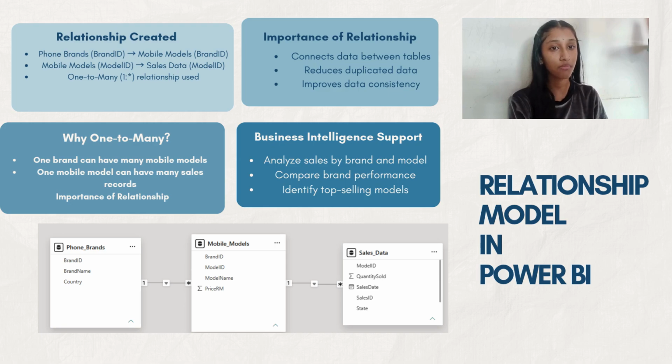The last one is business integration support. The relationship model helps support business integration analysis by allowing users to analyze sales data based on phone brands and mobile models. It helps identify top selling models, compare brand performance, and create interactive dashboards for better business decision making.